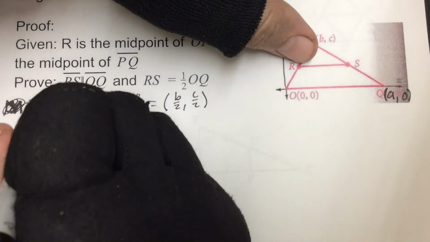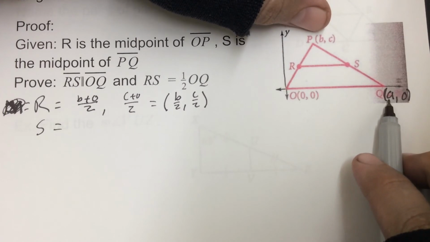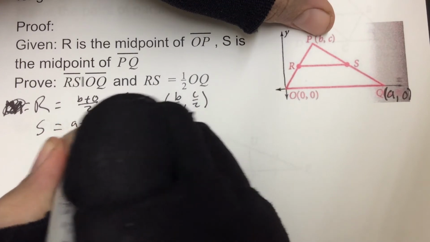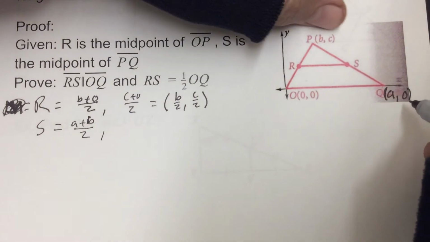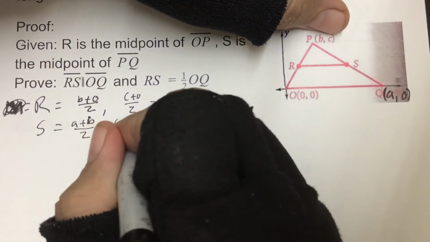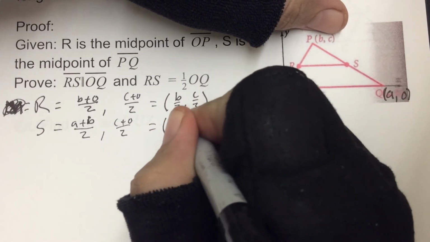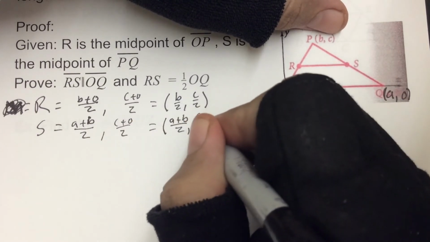So what this goes to is B over 2 comma C over 2 for R. So that's that coordinate. The other one we've got to find is S. S is between P and Q, the middle. Our x's are A and B. If I did A plus B, or B plus A, it doesn't matter because addition is commutative. We can switch our order. But we need those two x's, A and B, over 2. Our y's are C and 0, so C plus 0 over 2. These being different variables, we can't put them together, so it has to stay A plus B over 2, comma. Our 0, though, we can drop, so C over 2.